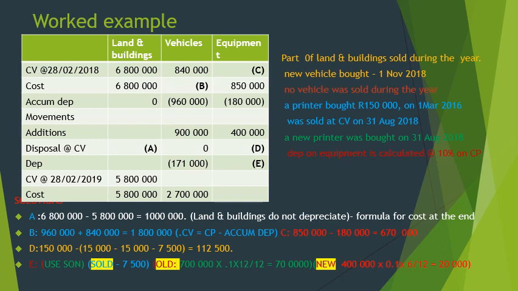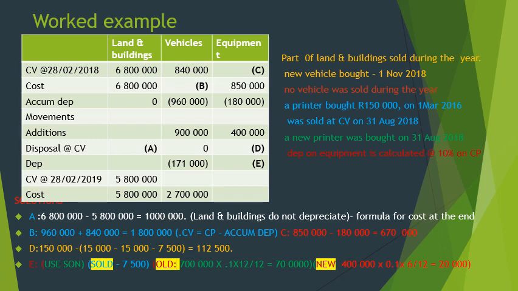A is disposal at carrying value. Then for vehicles, at the beginning we have carrying value and we have accumulated. B is missing, which is the cost. Then on equipment we have cost and accumulated. We want to calculate C, which is carrying value. Then we also want to calculate disposal at carrying value. We want to calculate also depreciation for the year for equipment.